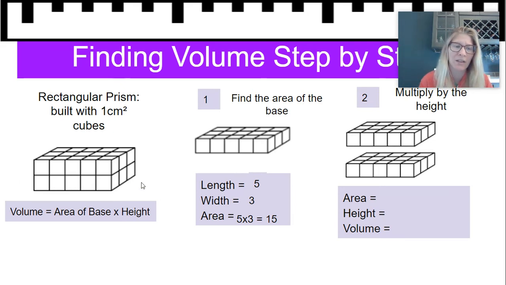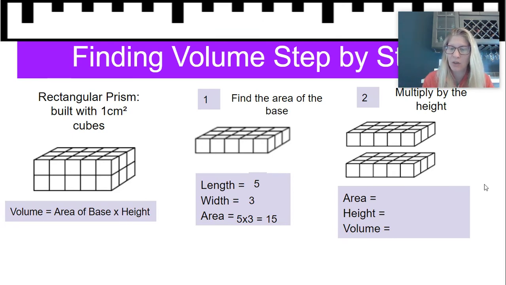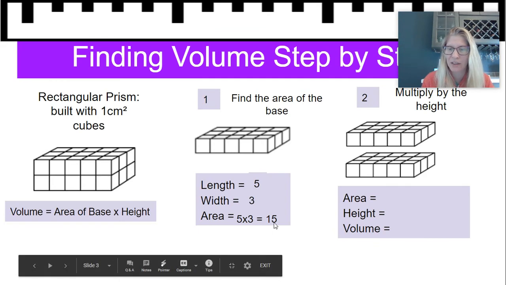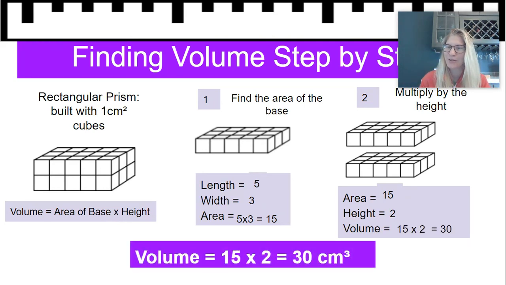And you can go back to this prism and see if you were to just count 1, 2 cubes. So we already have the area of 15. And then we just talked about the height being 2. So the volume is the area of the base multiplied by the height. The volume is 30. 15 times 2 equals 30.